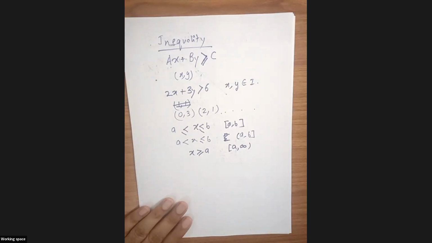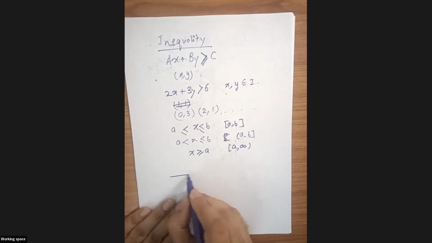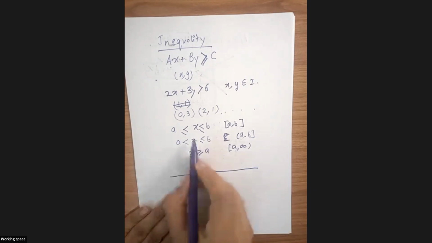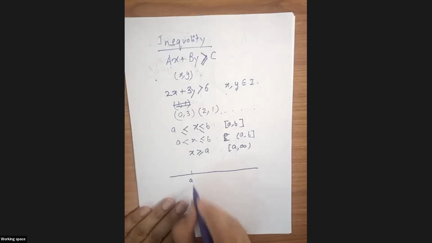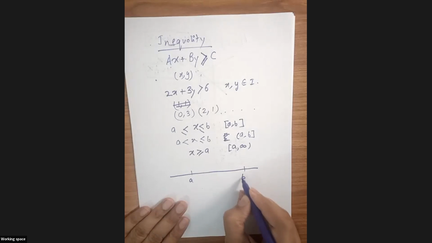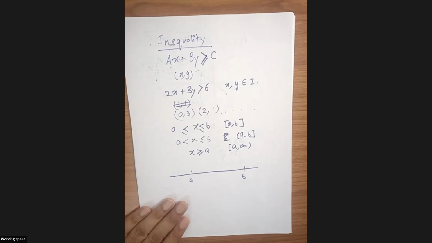A to infinity. Right, guys? How do you represent this on a number line? Number line पे कैसे represent करेंगे? X is greater than A but less than B. So let's say this is A, this is B, and now if I have to represent this on a number line, the portion between A and B.